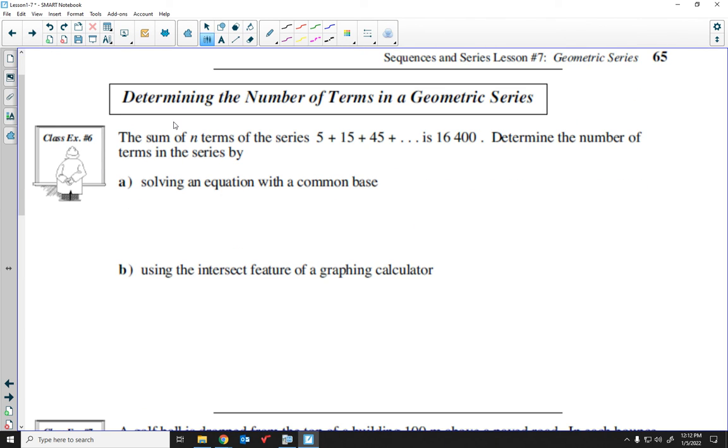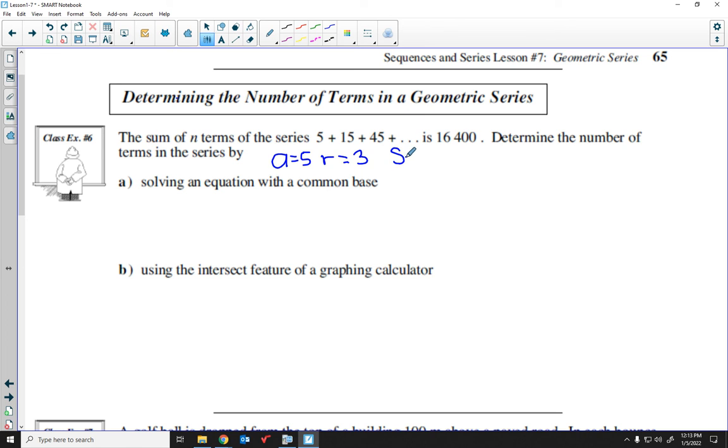All right, determining the number of terms in a geometric series. So now n is going to be an unknown. The sum of n terms of the series 5 plus 15 plus 45 is 16,400. Okay, so let's identify what we know here. I know that a is 5. I know the common ratio is, how do you go from 5 to 15, from 15 to 45? You multiply by 3.